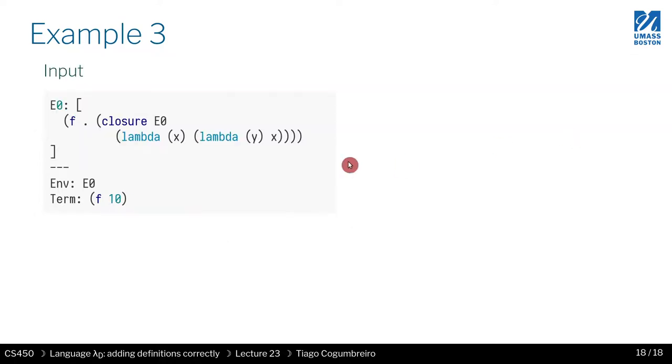So next, let's look at this example. What we're going to do is call F with 10, right? So we're going to call F, and we're going to pass 10.